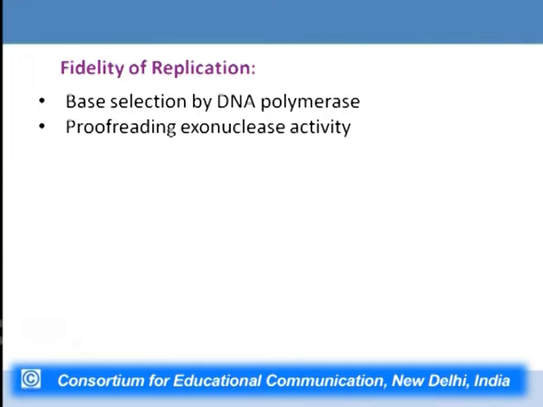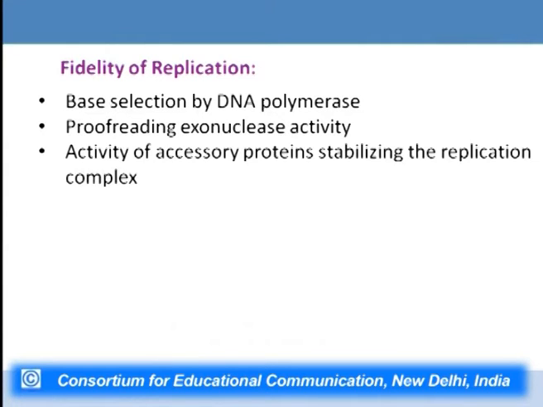And secondly, there is proofreading exonuclease activity in the DNA polymerase. If a wrong base is selected, then the exonuclease activity of the DNA polymerase will help in excision of the wrong base, which has gotten incorporated in the strand which is getting extended. And third is the activity of accessory proteins which stabilize the replication complex. All these three factors help in making replication a very high fidelity mechanism. These mechanisms reduce the error frequency to one misincorporation in every 10^7 base pairs incorporated. Otherwise, the error frequency would have been very high.